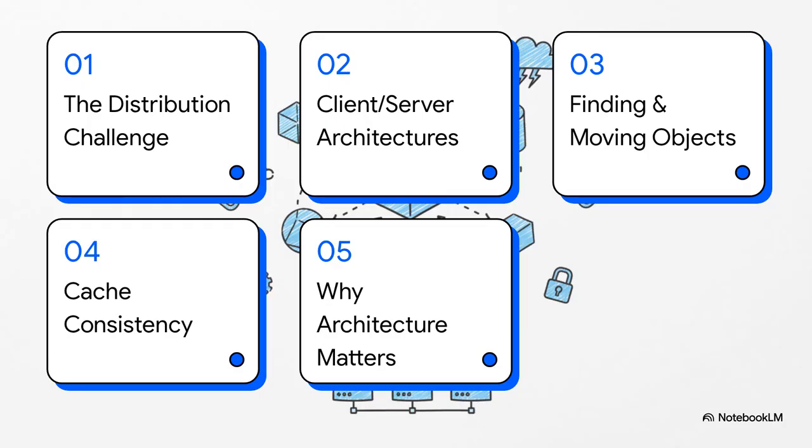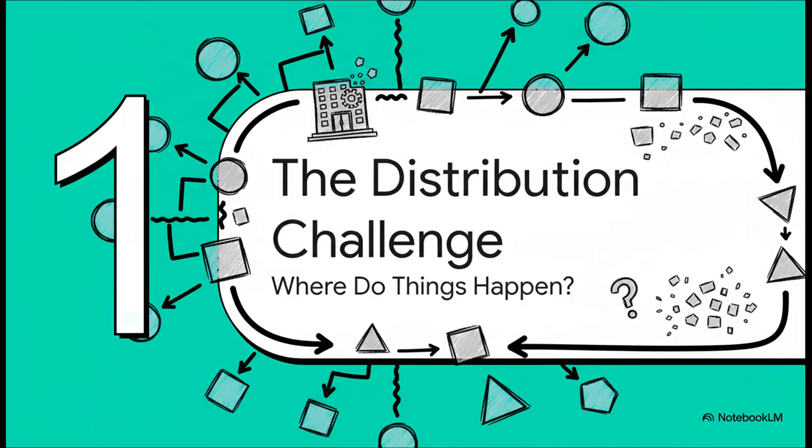Okay, so here's our game plan. We'll start with the main challenge. Then we'll look at the big architectural blueprints that engineers came up with to solve it. After that, we'll get into the nitty-gritty of how you actually find and move these objects around. Then we'll tackle the massive problem of keeping everything in sync, and finally wrap it all up with why these choices matter so much. This brings us right to the heart of it all, the biggest architectural problem that every single distributed object system has to solve.